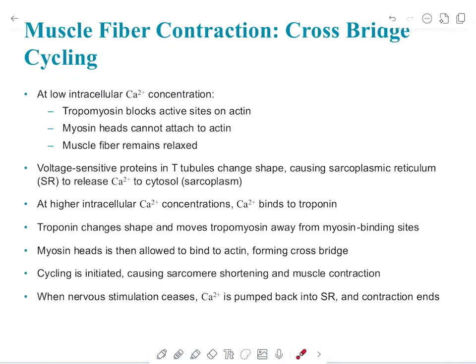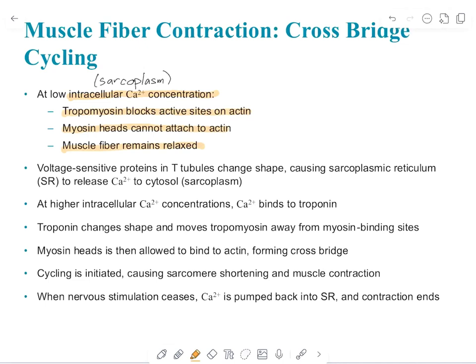So the cross bridge cycle is the final step in this pathway. At low intracellular calcium concentration, and the intracellular would be within the sarcoplasm, which is the cytoplasm of the muscle cell, the tropomyosin is going to block the active sites on actin. The myosin heads cannot attach to actin, and the muscle fiber is going to remain relaxed.